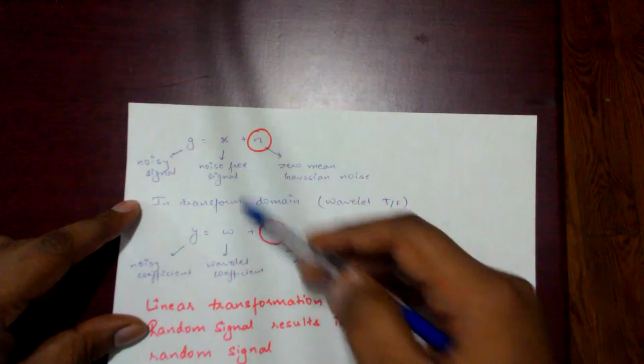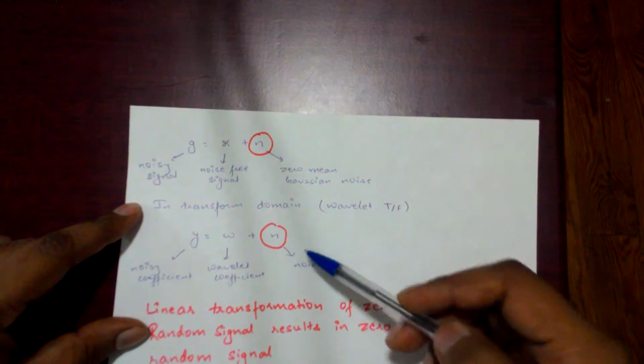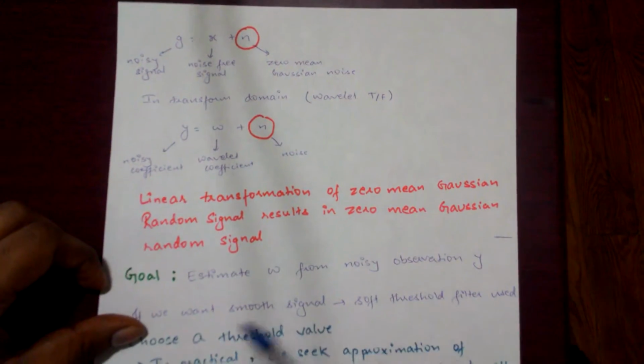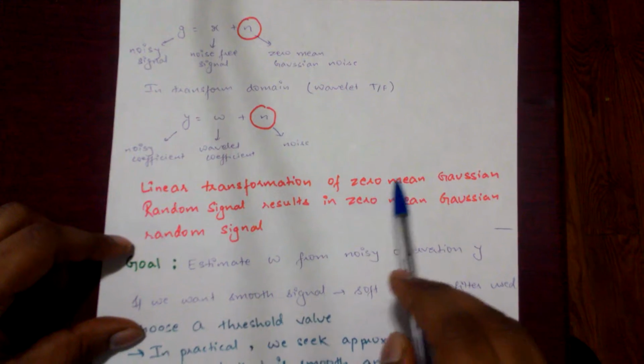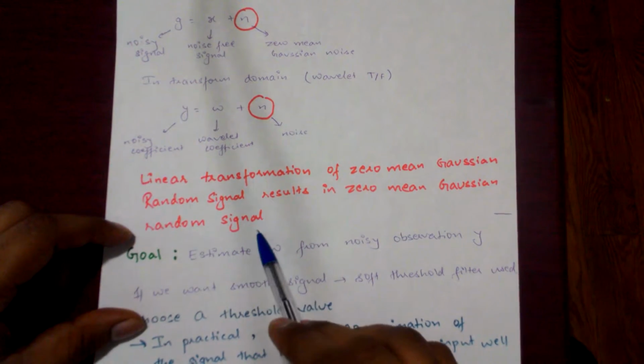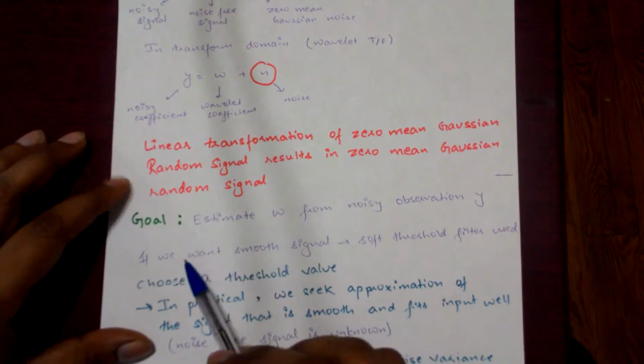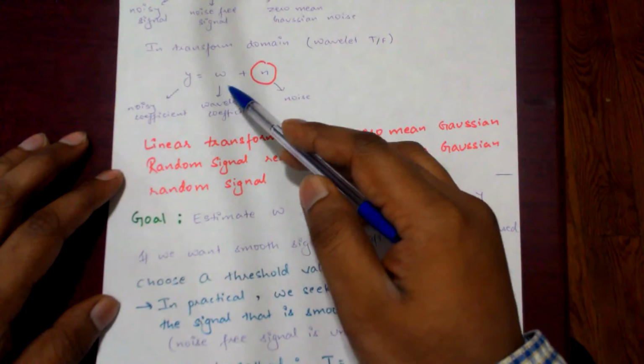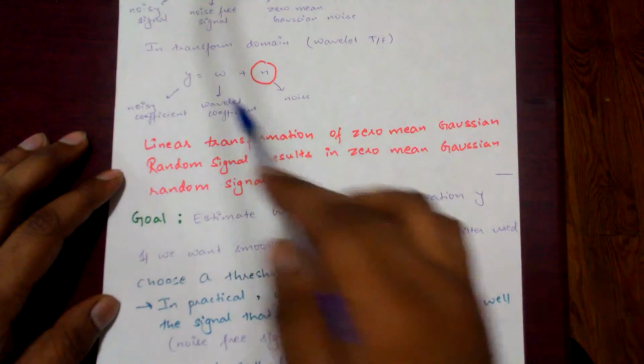W is the wavelet coefficient of the noise-free signal and N is the noise. The key point to remember is that the linear transformation of a zero mean Gaussian random signal results in a zero mean Gaussian random signal. So the goal is to estimate the noise-free wavelet coefficient from the noisy observation Y.